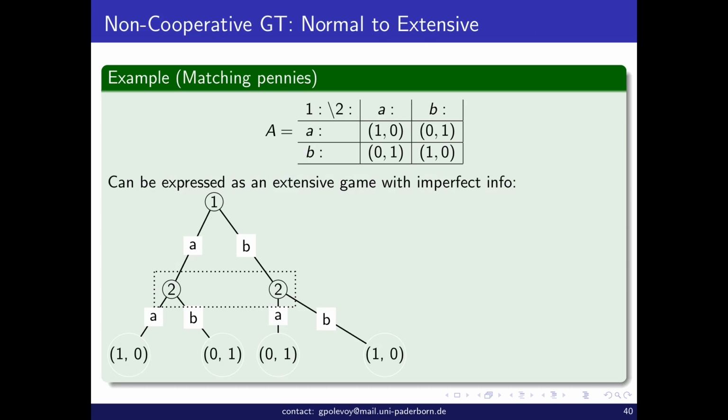And now let's look at some examples of convergence. Given a normal game, let's look at matching pennies. That's a classical game. Both players have the same set of strategies, A and B. It's usually looked at as a normal game. If the strategies match, the first player gets 1 and the second player gets 0. If strategies differ, the first player gets 0 and the second player gets 1.